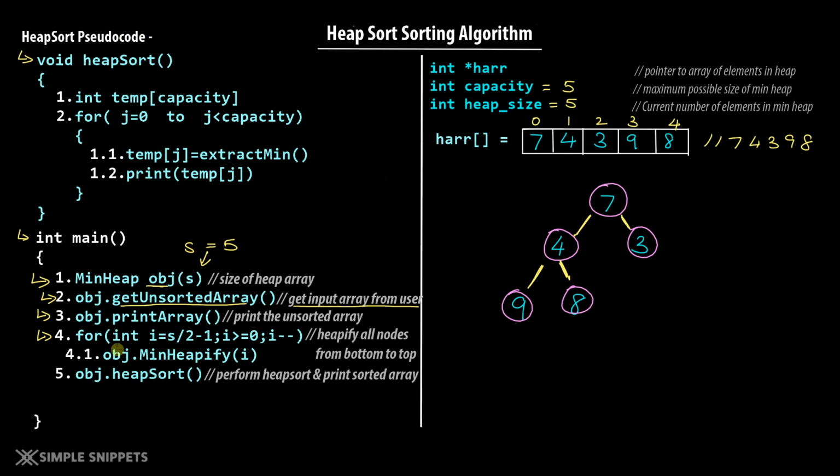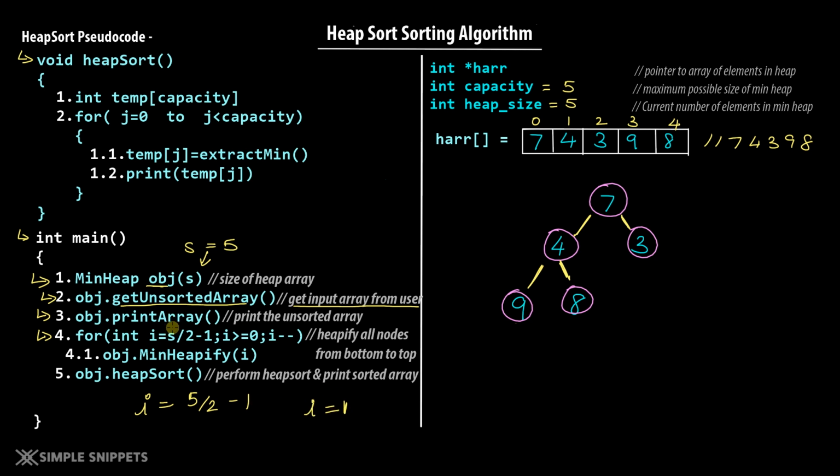So this is why we will run a for loop. We will say I is equal to s by 2 minus 1. S, as I mentioned, is nothing but 5, right? So I is gonna be 5 by 2 minus 1. So 5 by 2 is nothing but 2.5, and since this is an integer, you will exclude the fractional part, so it will be 2. 2 minus 1 will be 1. So I will be nothing but 1.